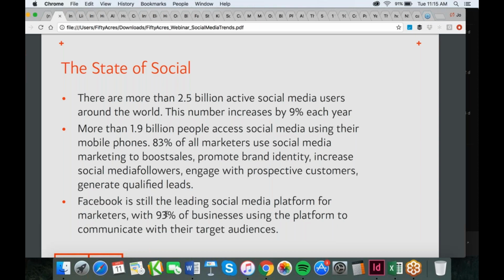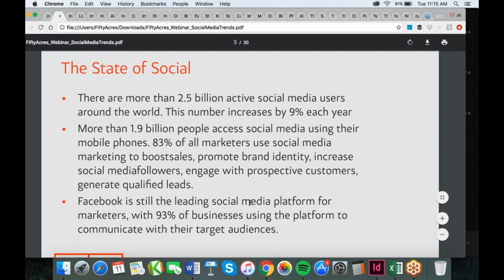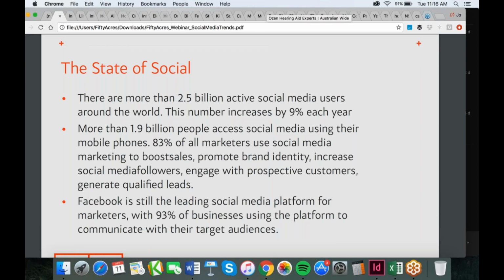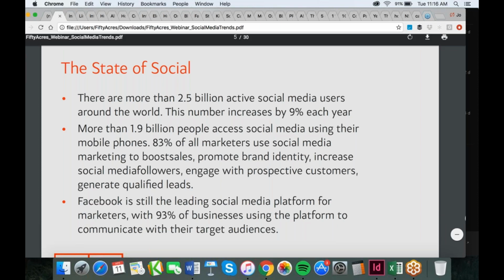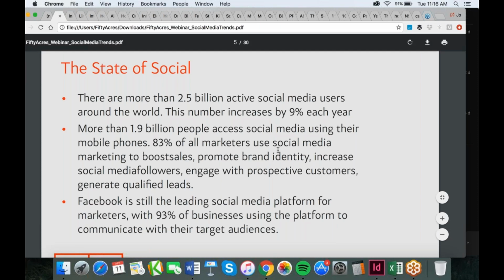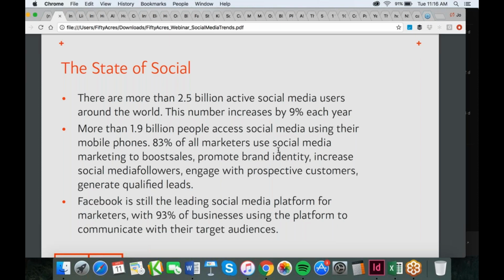Facebook is still the leading social media platform for marketers, with 93% of businesses using the platform to communicate with their target audiences. And obviously, along with that, organisations, not-for-profits, government, anyone you care to mention uses the platform. It's where the metrics are. It's where the numbers are.